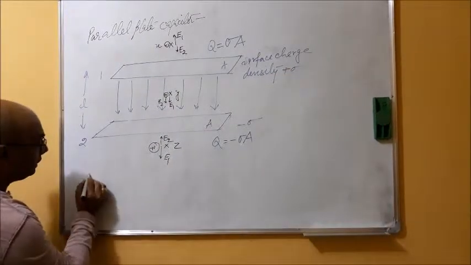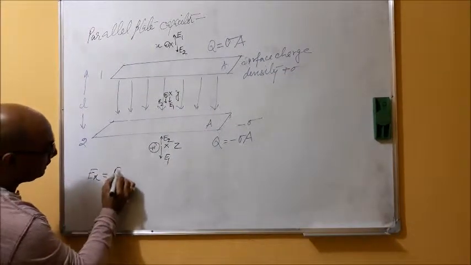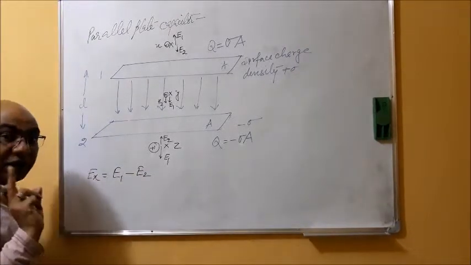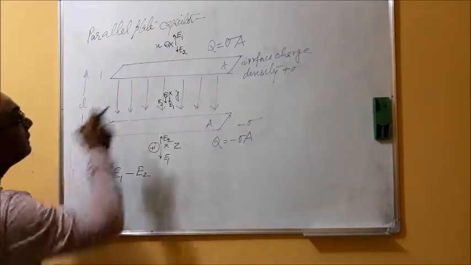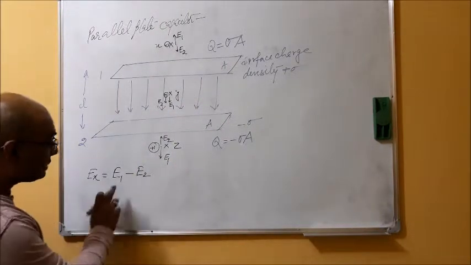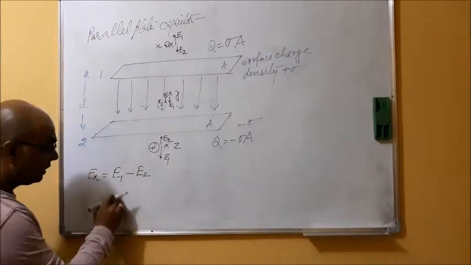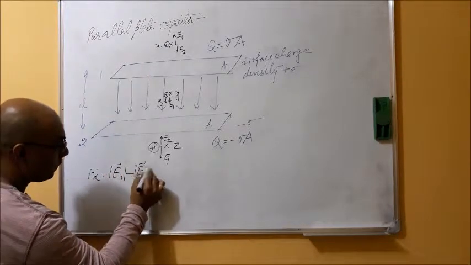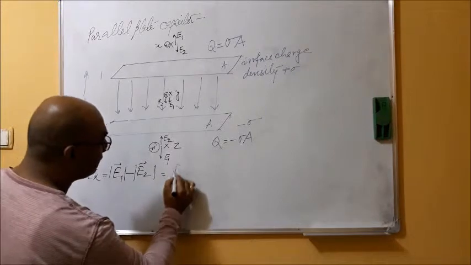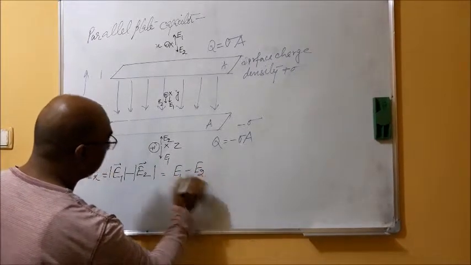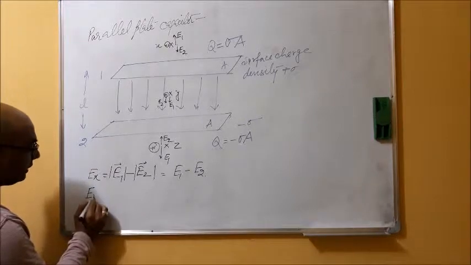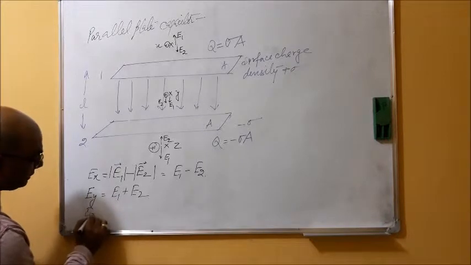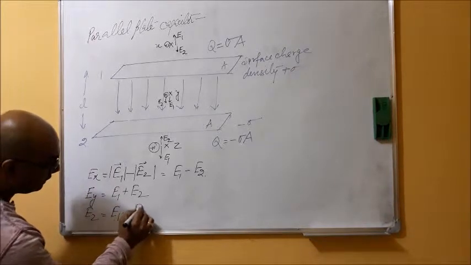I can conclude here that at point X, E1 minus E2. I am taking the magnitude only, because directions are given there. So this E1 and E2 are the magnitudes. If you are confused, then you can write like this also. In short, I am writing E1 minus E2 at point X, at point Y, E1 plus E2, and at point Z, E1 minus E2.